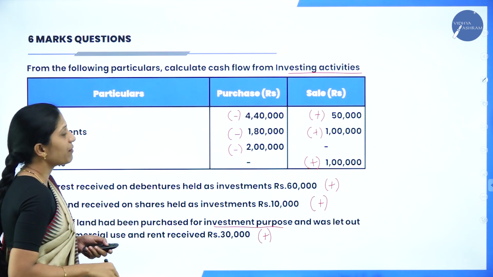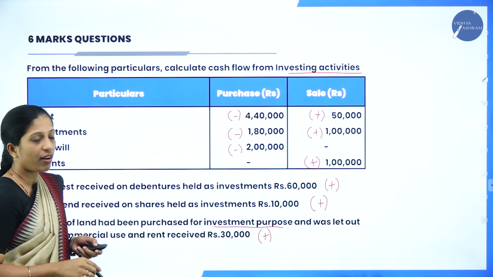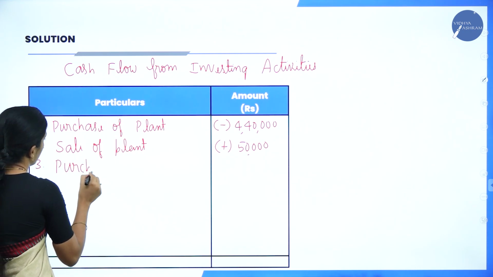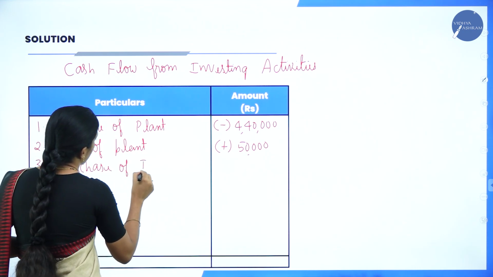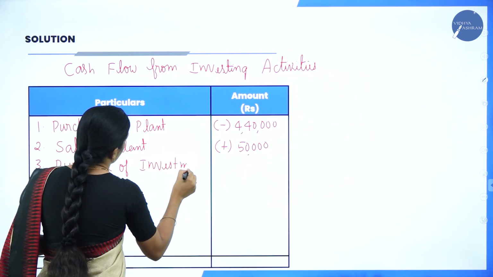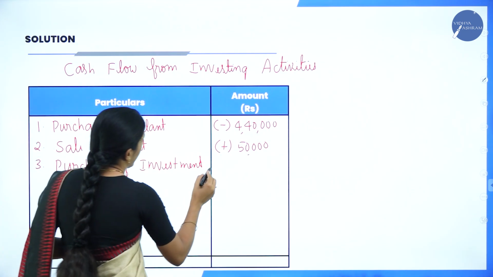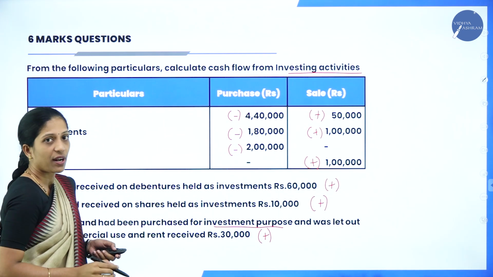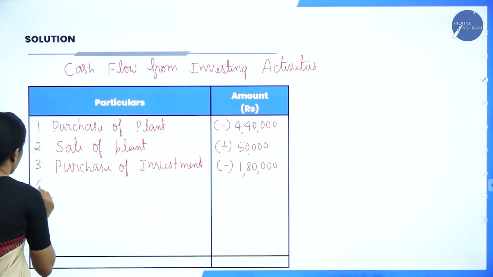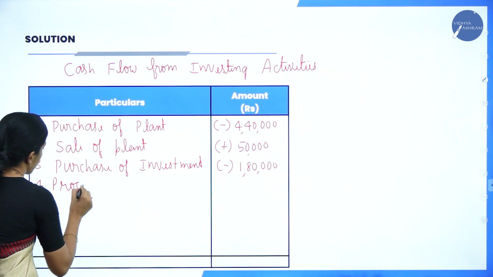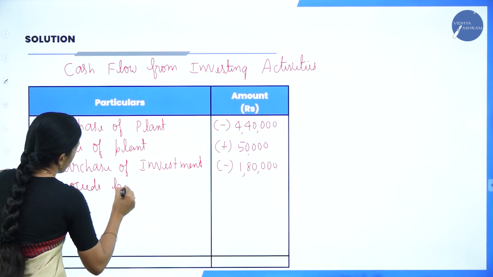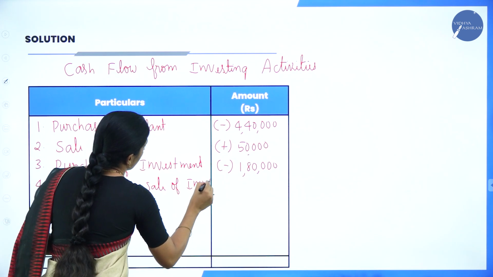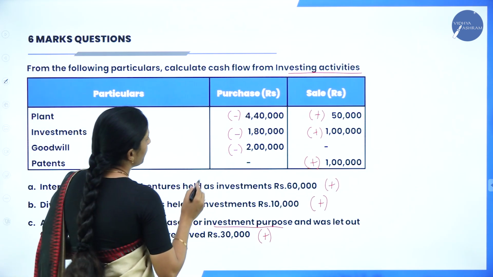And the next one is investment. Purchase of investment, that is minus 1,80,000. Next, proceeds from sale of investment, that is plus 1 lakh.